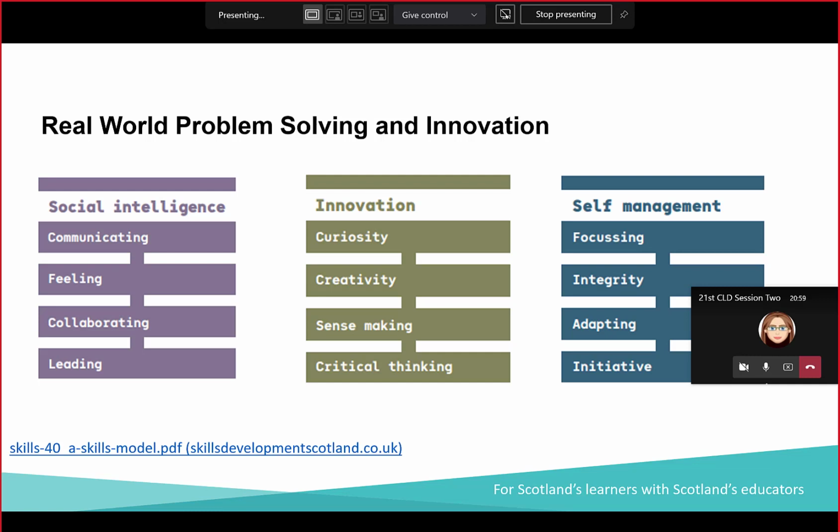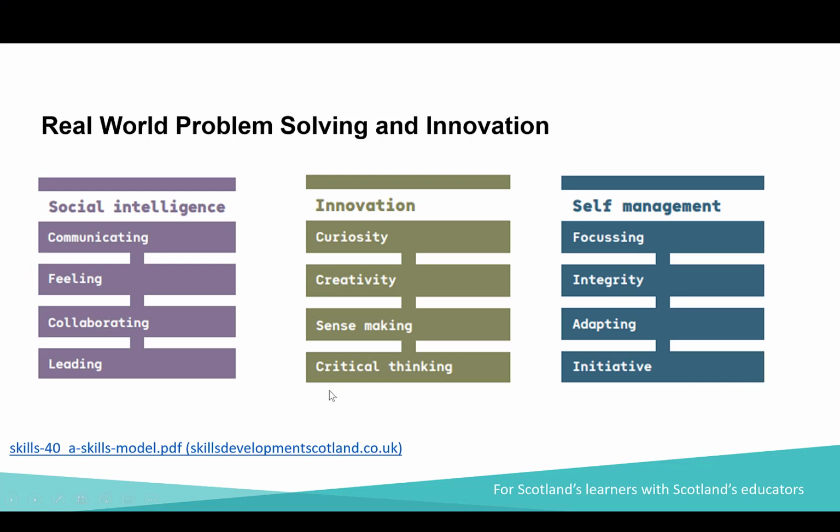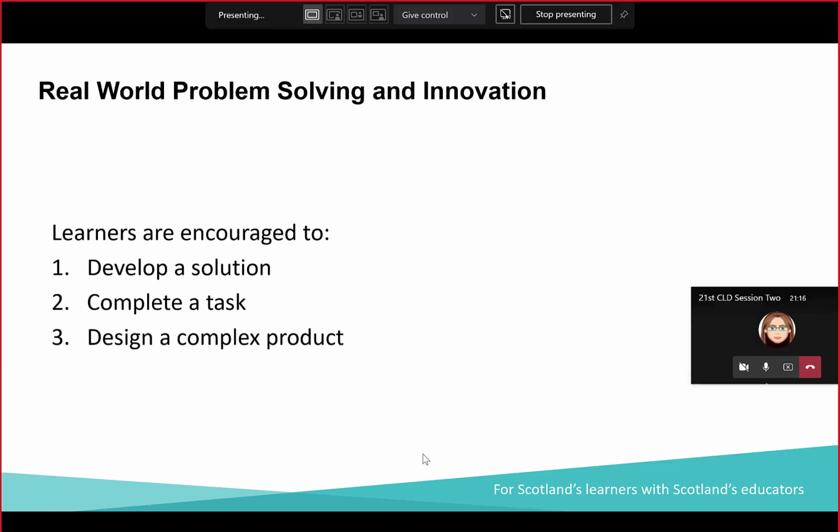These obviously also link into future industry roles that they might want to take on in terms of world of work. When they're thinking about 21st century skills and the real world problem solving and innovation, there's three main things: develop a solution, complete the task, and design a complex product. So it's not a case of having a chat and then thinking about just what might work best, telling somebody and that being the end of it. That might be part of it. However, for it to be a truly innovative and real world problem solving activity, it should be learner led.